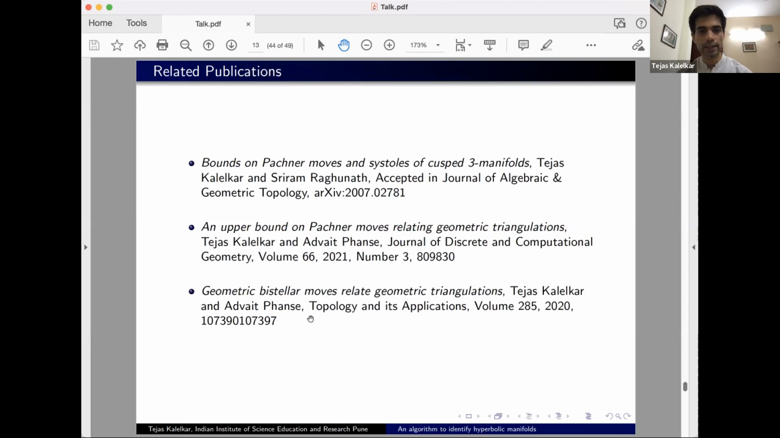Compact situation is in the second paper. And the third paper just says that you can actually go between two geometric triangulations via Pachner moves through geometric triangulations. So you don't really need to go via topological triangulations. The intermediate triangulations can also be made geometric. Okay, so I'll stop over here.